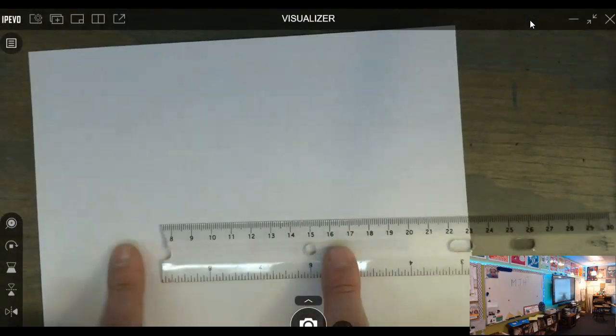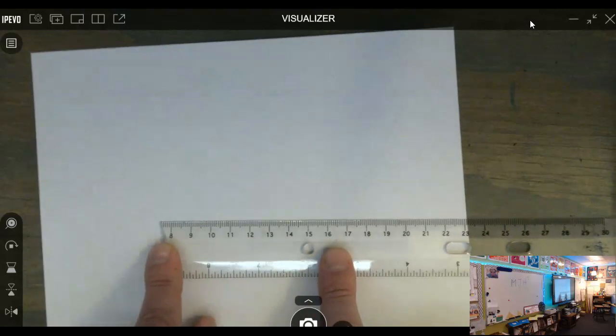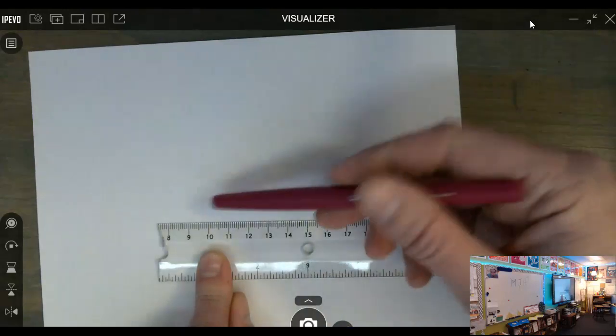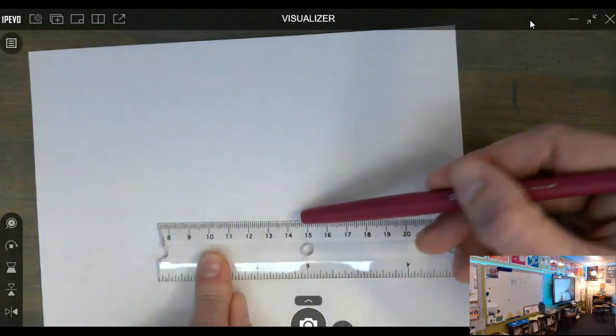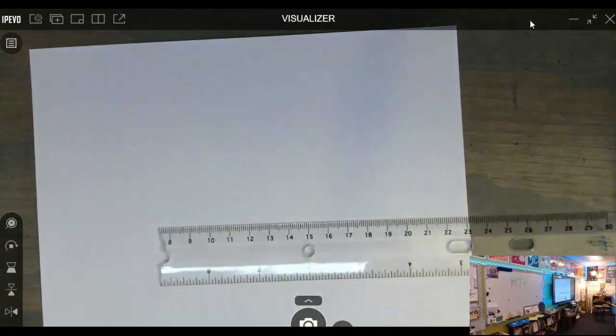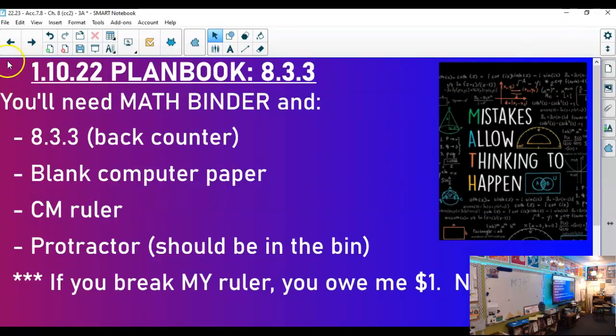So if I grab a centimeter ruler that doesn't have 0, I might just measure everything from 10. So if I want a line that is 5 centimeters long, I'll go from 10 to 15, right? So I might just have to do some math since previous students have had a lack of self-control and broken the materials in my room.